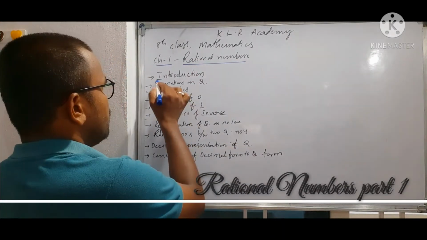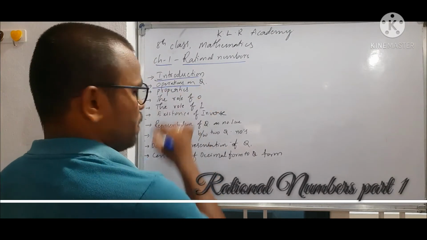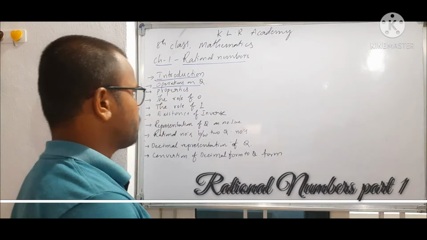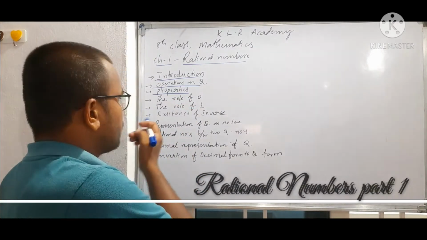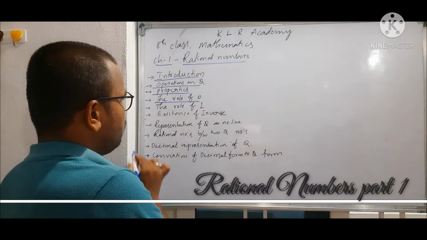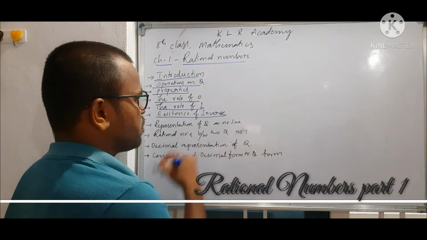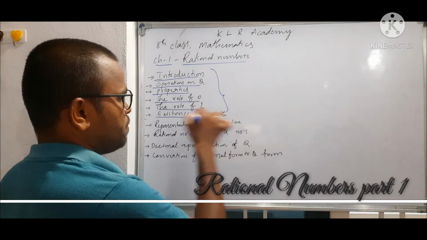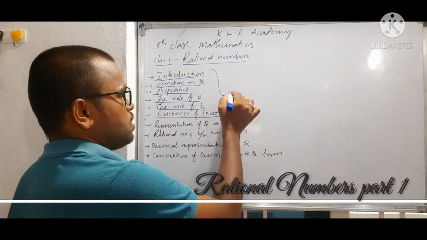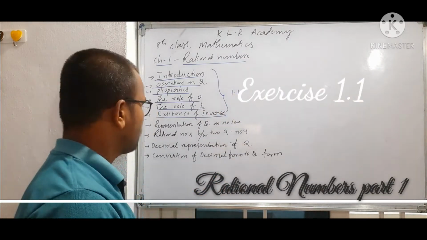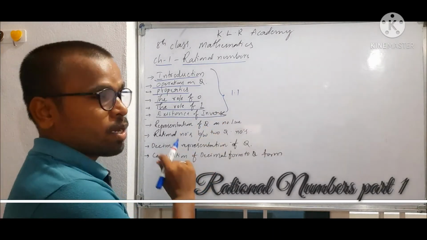Let us discuss. First, we are going to discuss introduction, and next operations on rational numbers, and the next properties of rational numbers, and then the role of 0, the role of 1, and the existence of limits. These all topics are the basic topics for exercise 1.1. Next, the representation of rational numbers on number line.